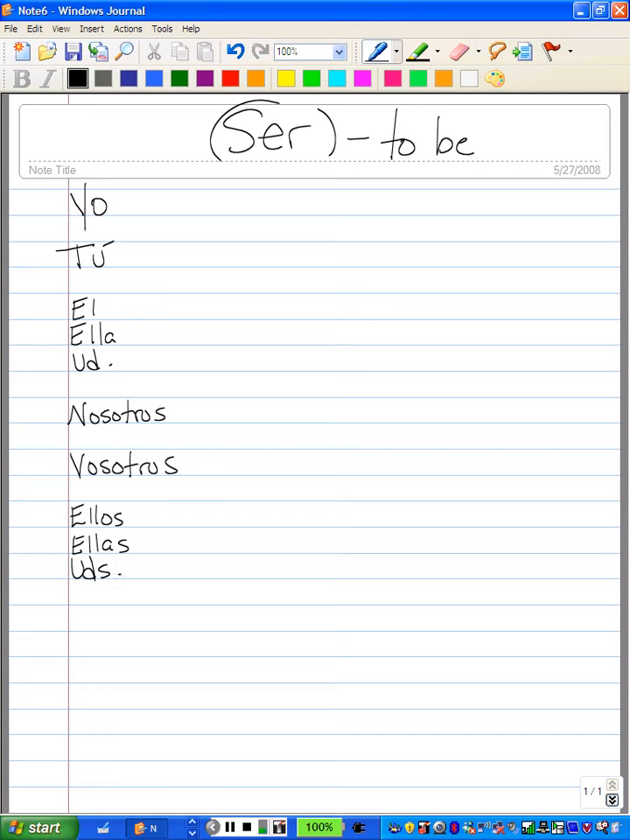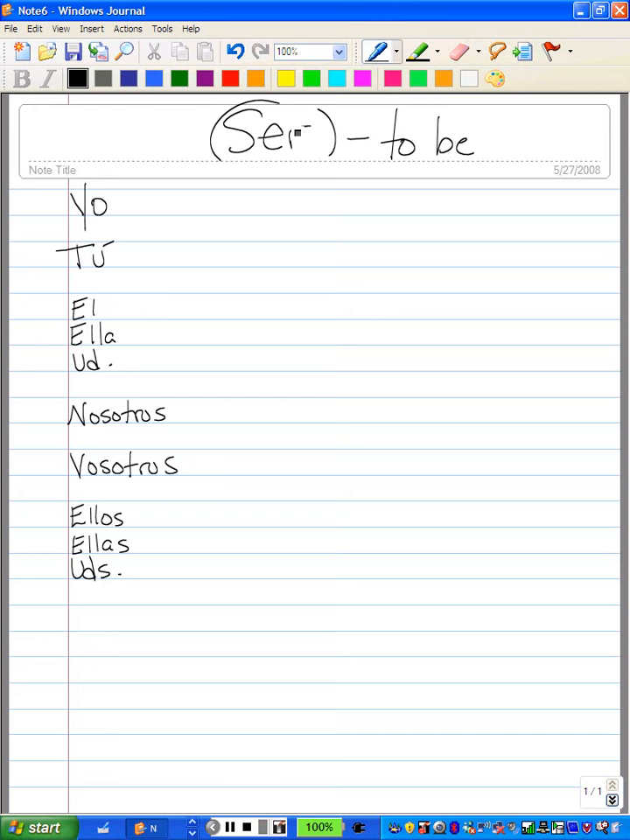Alright, just like when we conjugate the verb to be in English, we have to change the form of the word be. Because in English, we don't say I be, you be, he be, she be, we be. What we say in English is I am, you are, he is, she is, etc. So the same thing is going to happen in Spanish. We have to change that verb form, and that's what's called conjugating the verb.